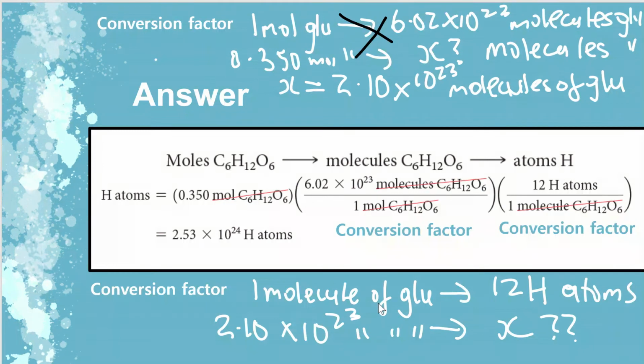Then we want to calculate our molecules to atoms, right? So we have to write our second conversion factor, which is 1 molecule of glucose is equal to 12 hydrogen atoms. And since we already calculated up top here the molecules of glucose, we just plug it in here, and then we put our X because that is our unknown. That is what we're trying to find out. How many hydrogen atoms are in this amount of molecules, right? And that works out to be 2.53 times 10 to the 24 hydrogen atoms.